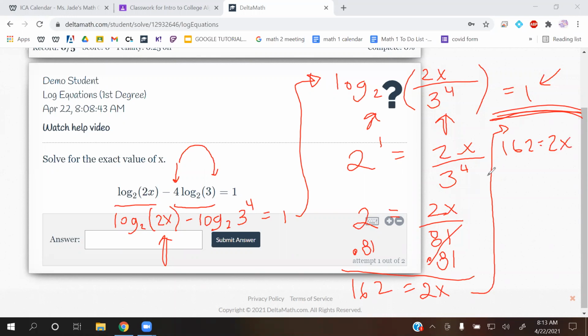And then finally, to solve for x, you're going to divide by 2. Those will cancel out. We get x is equal to 81. And then over here, you can just type in 81. I don't think you need to type in x equals, but you just type 81 into the answer box. Okay, are there any questions for this problem overall?